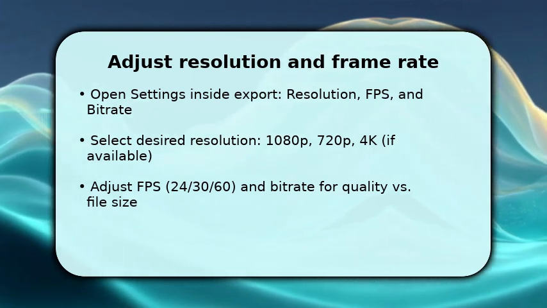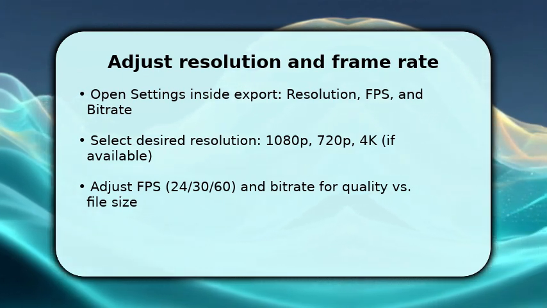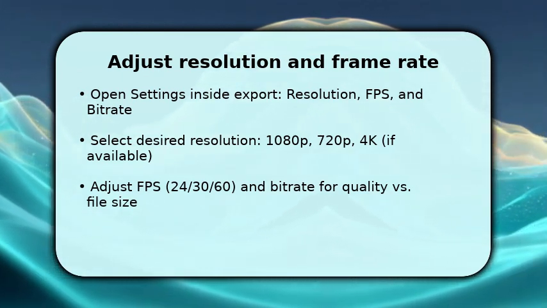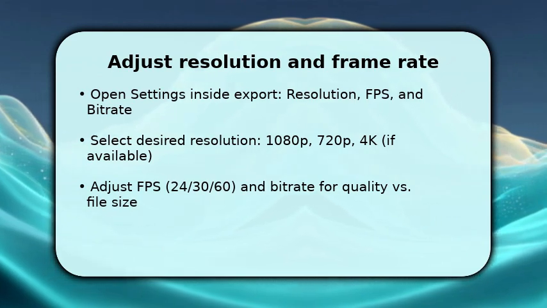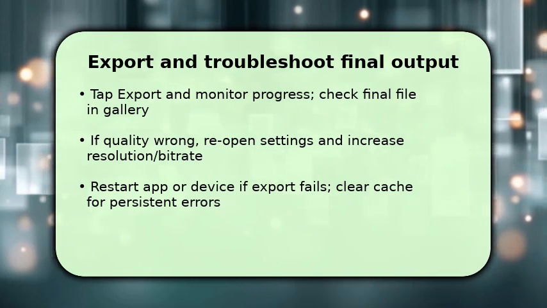Make sure CapCut indicates device capability. If an option is grayed out, your device may not support it. Tap Export and let CapCut render. Watch the progress bar, and then review the saved file in your gallery or project folder.